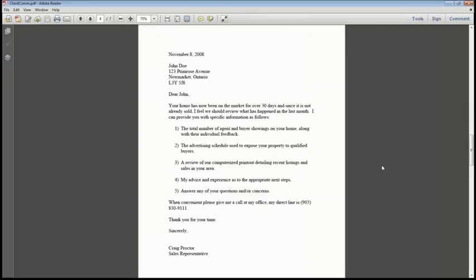Number 2, the advertising schedule used to expose your property to qualified buyers. Number 3, a review of our computerized printout detailing recent listings and sales in your area. Number 4, my advice and experience to the appropriate next steps. Any guesses on what my advice might be? Of course, reduce the price. And number 5, answer any of the questions or concerns that you may have. And then I give them my phone number.